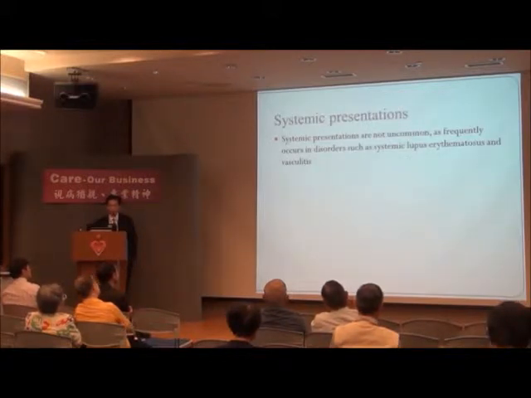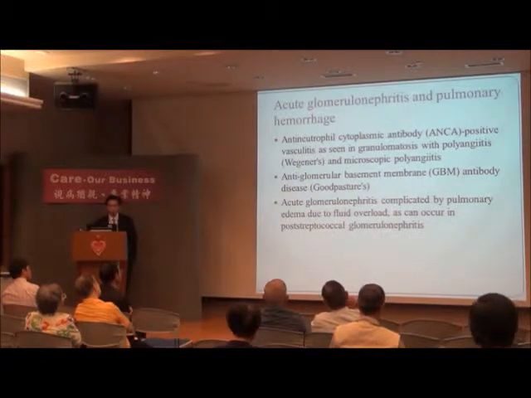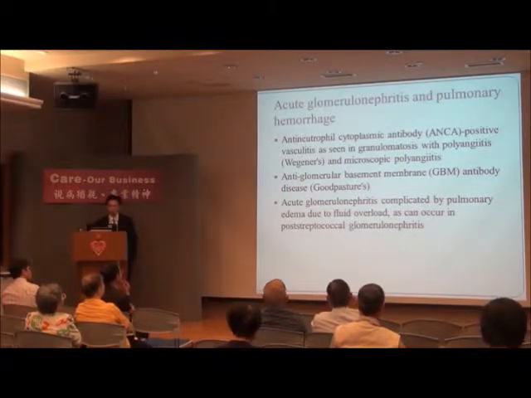Systemic presentations are not uncommon, as frequently occurs in disorders such as SLE and vasculitis. Acute glomerulonephritis with pulmonary hemorrhage, which is ANCA-positive vasculitis, is seen in Wegener's granulomatosis and microscopic polyangiitis. Sometimes there is anti-GBM, or glomerular basement membrane, antibody disease, which is Goodpasture syndrome. And acute glomerulonephritis can be complicated by pulmonary edema due to fluid overload, as can occur in post-streptococcal glomerulonephritis.